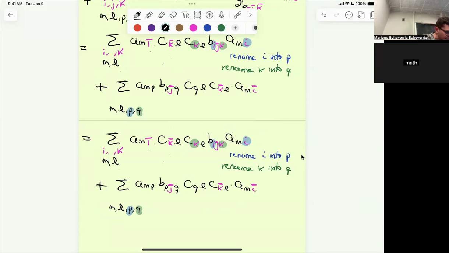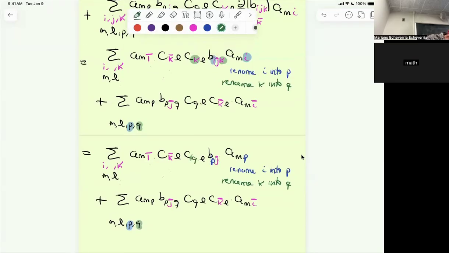So every time I see an I, I put a P, and every time I see a K, I put a Q. I became P and K became Q. Now the idea is that the indices have the same name: P, Q, and L. Let's see if that is okay.